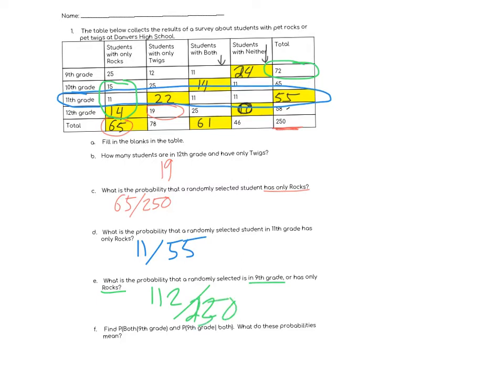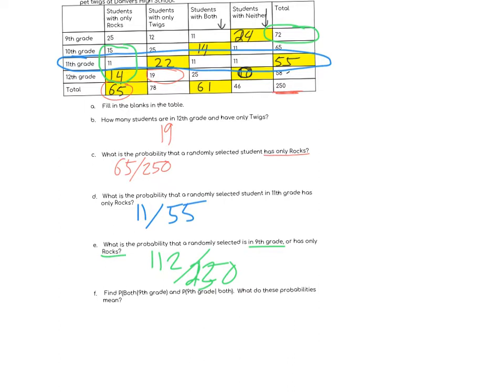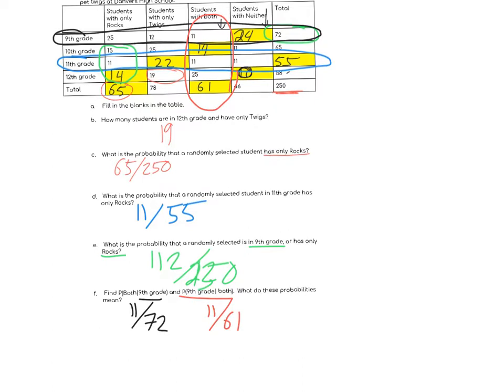And then finally we've got to find, using probability notation, P of both given 9th grade. That's how we read that. So we look at 9th grade first, and then we look at our both columns. So it's 11, and that's probability of both given 9th grade. And then the other way of looking at this is probability of 9th grade given both. I'm going to start off with my both column, and here we've got 11 out of 61. And that means the probability of being in 9th grade, given that this person has both rocks and twigs.